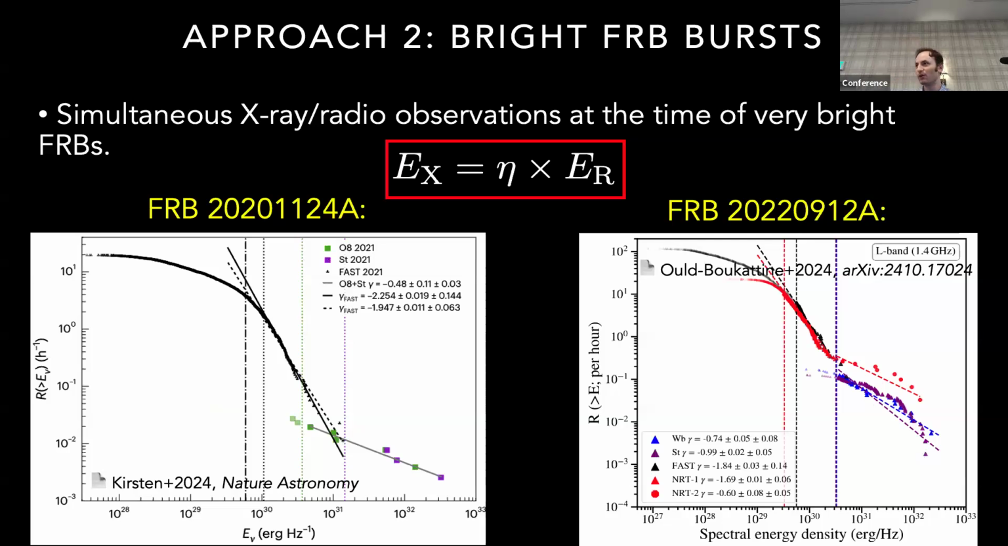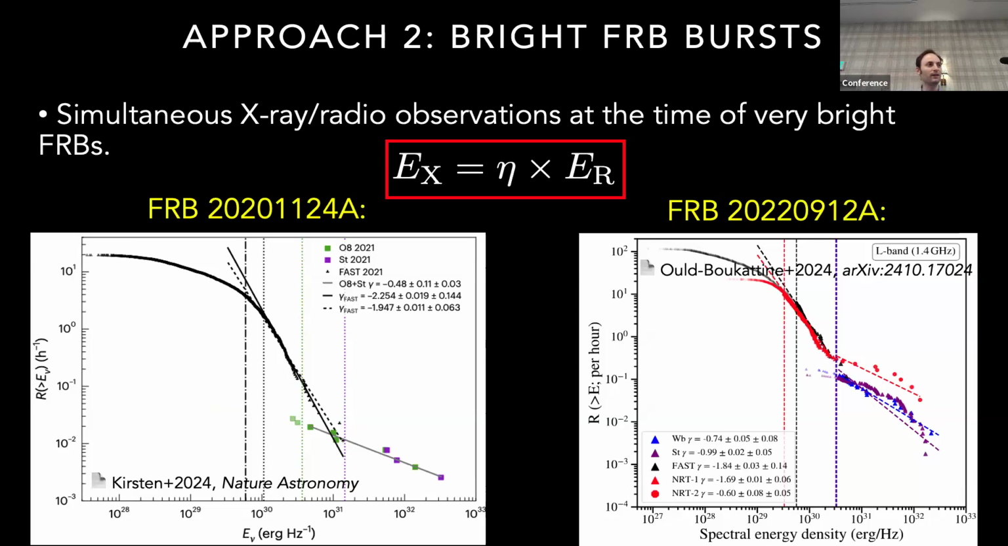Okay, so that's one way of going about it. So you can look for nearby sources. Another way is to look for extremely bright FRB bursts. So this equation that I have highlighted in red basically relates the X-ray energy to the radio energy through a quantity called the X-ray to radio fluence ratio, which is denoted by eta.